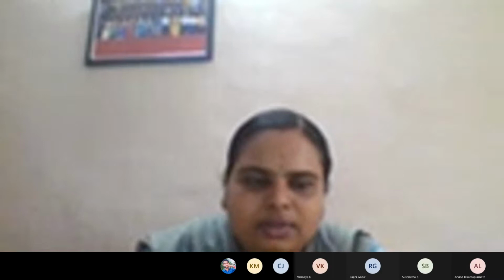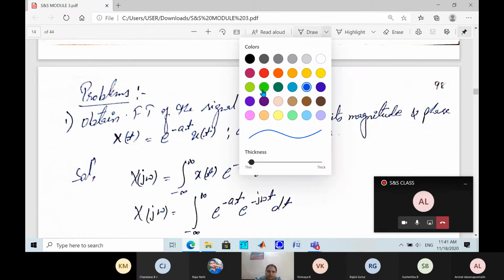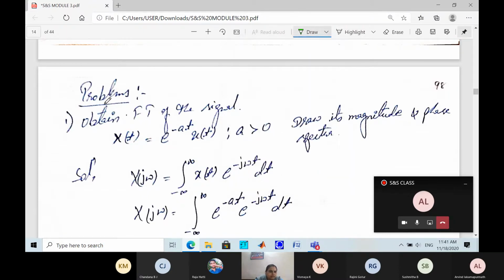Okay, next we will solve problems based on Fourier transform. We will go for the first problem. Here a problem is given: obtain the Fourier transform of the signal. The signal is given as x of t is equal to e raised to minus at u of t, where a is greater than 0.